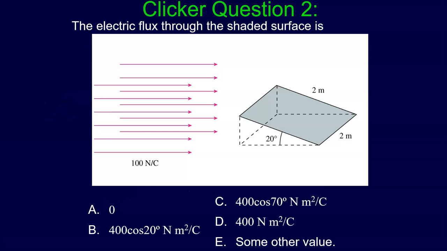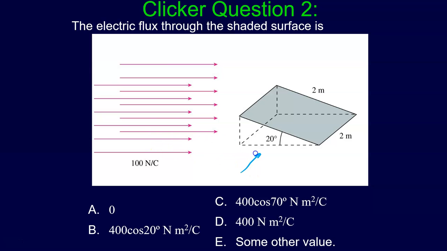So let's try an example here. This one's kind of tricky. If you get this, you really have this idea down already. So electric flux through the shaded surface is what? A lot of times with these pictures, just visualizing it can be the trickiest part.